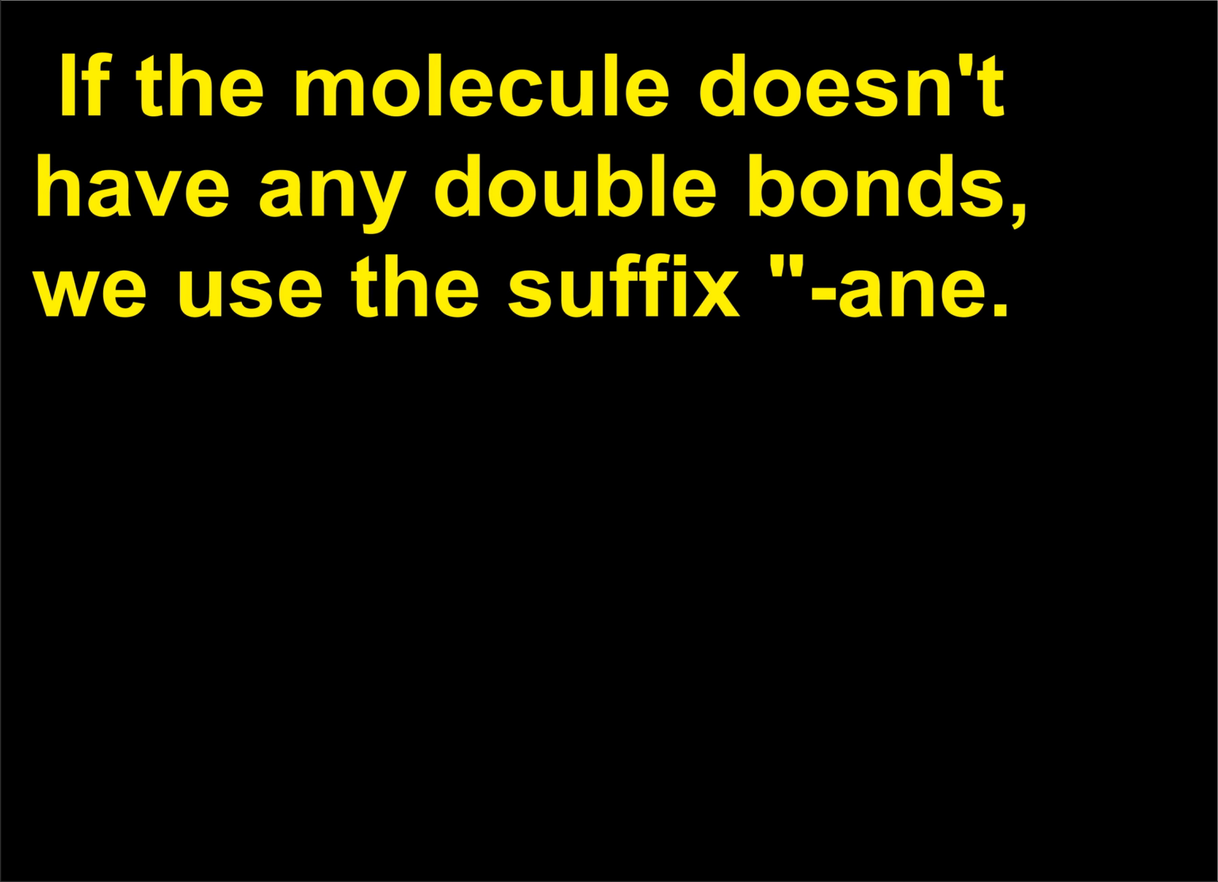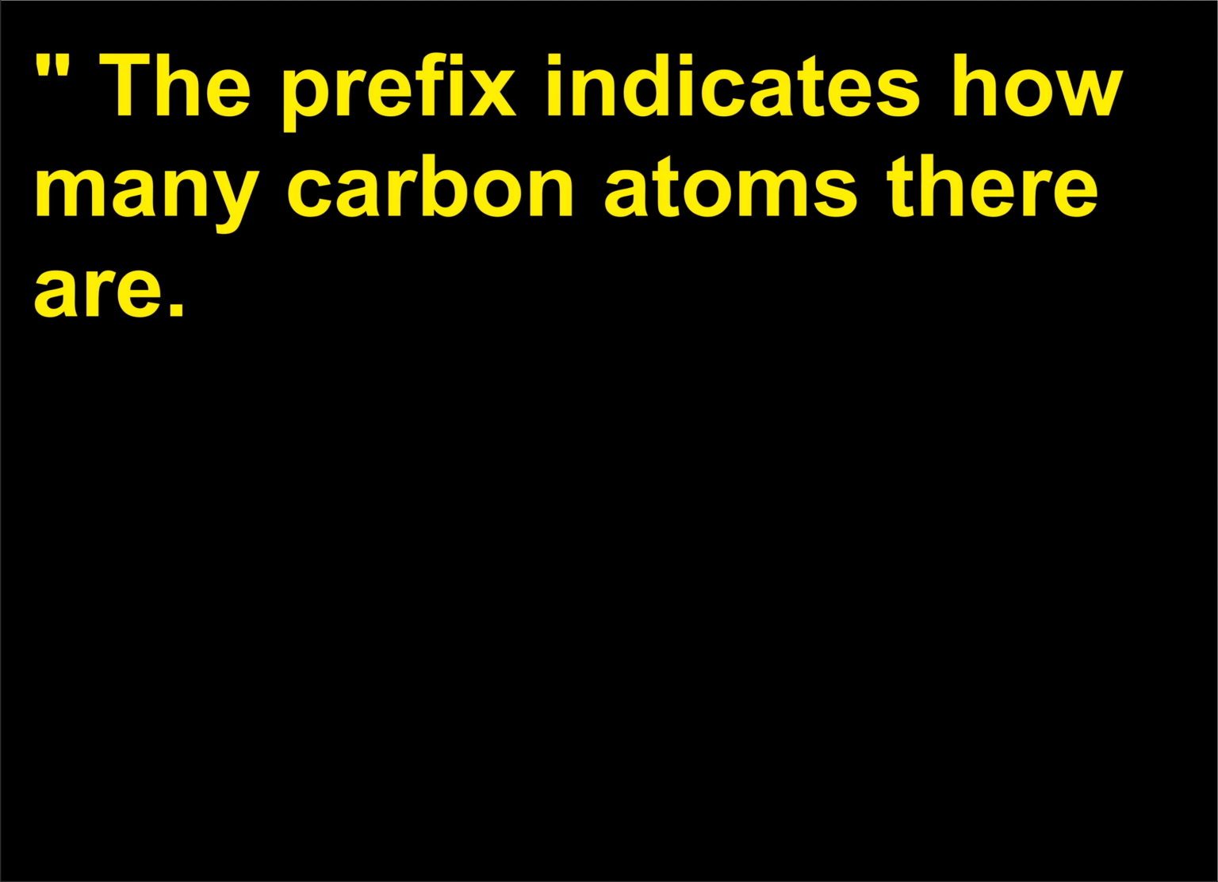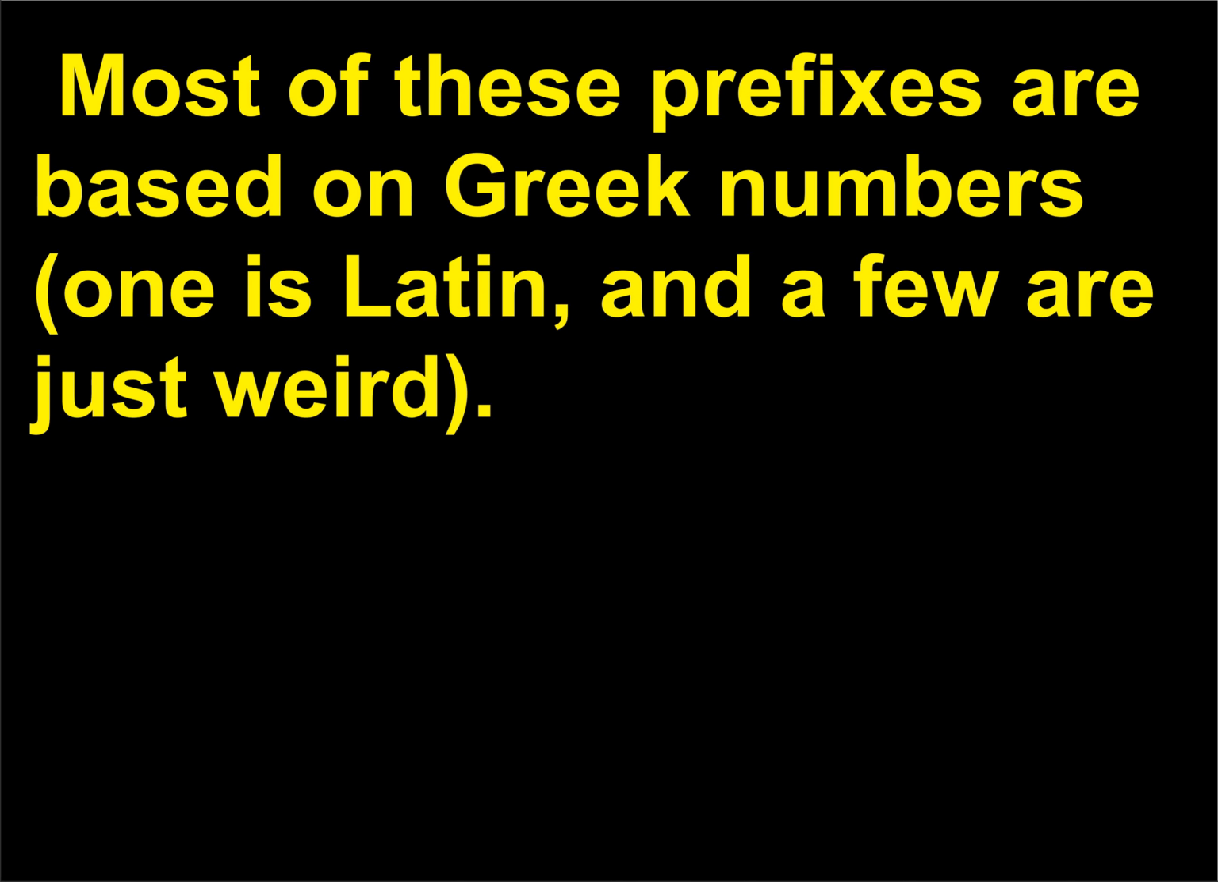If the molecule doesn't have any double bonds, we use the suffix "ane". The prefix indicates how many carbon atoms there are. Most of these prefixes are based on Greek numbers, one is Latin, and a few are just weird. Collectively, these molecules are called alkanes.